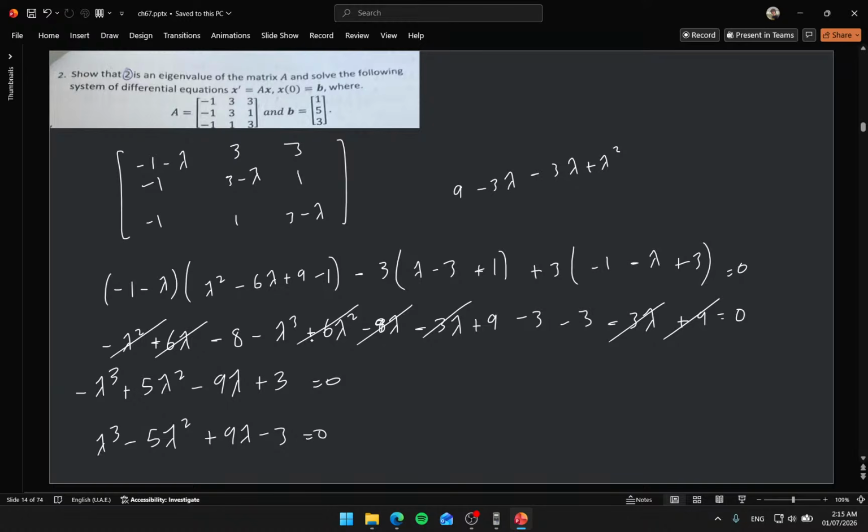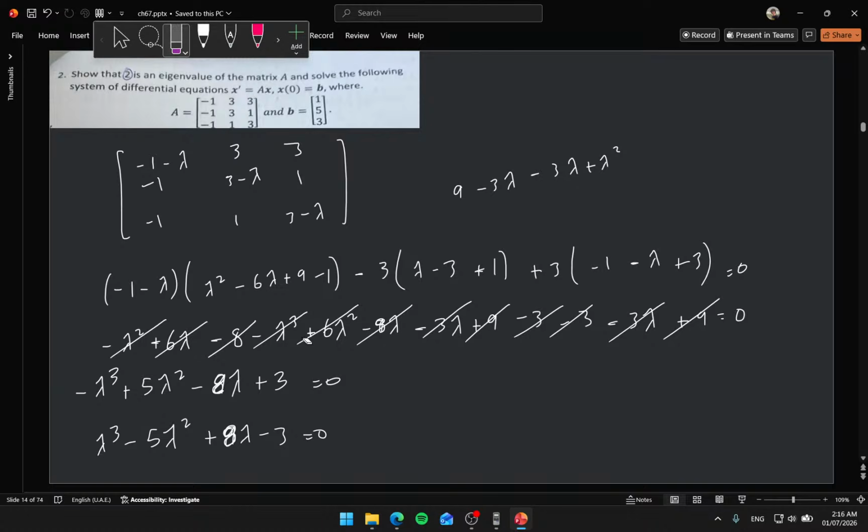6 minus 8 minus 3 minus 3. Okay, that's minus 8. Minus 8 minus 3 minus 3 plus 9. This is minus 8 plus 9 minus 3 minus 3 plus 9 is 4. That's plus 4 and minus 4. This can't be simplified, we have to write it like this.